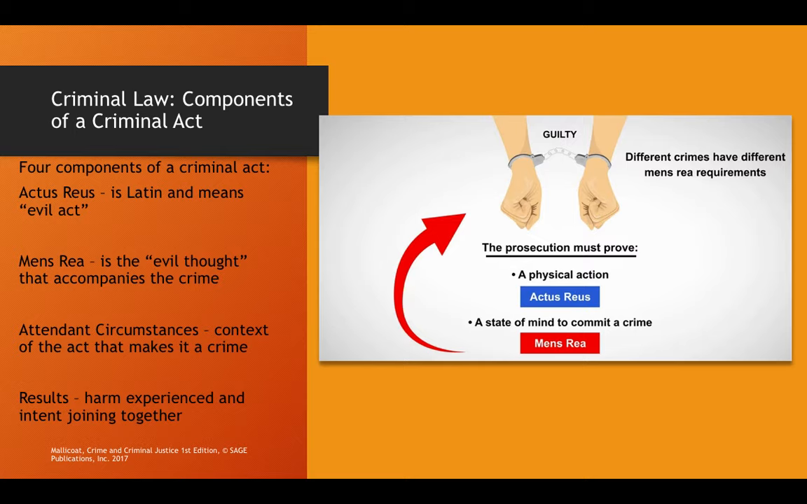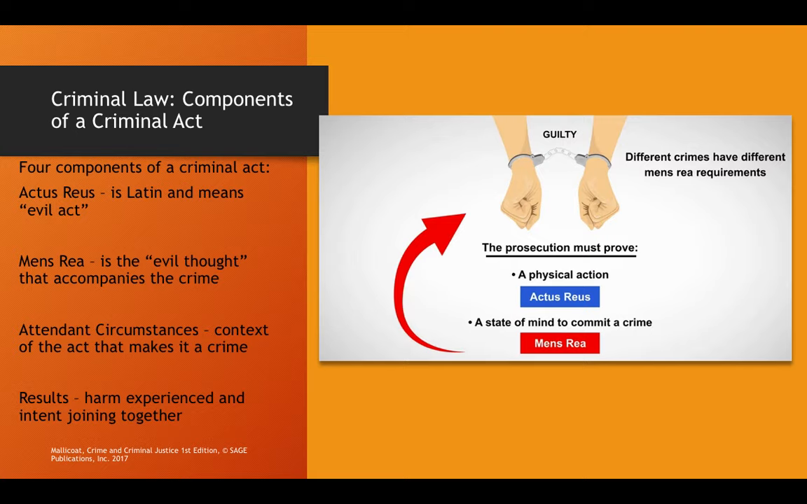So then we have the components of a criminal act, right? First it takes us to actus reus, right? Look at the root of the word actus. It's the act, right? It's the evil act. The words actus and reus are in Latin. So we need the evil act to be there. Then we have the mens rea, right? Think of mens like mental. The mentality is the evil thought that accompanies the crime, right? So you need those two elements. And then you need the attendant circumstances, right? The context of the act that makes it a crime.